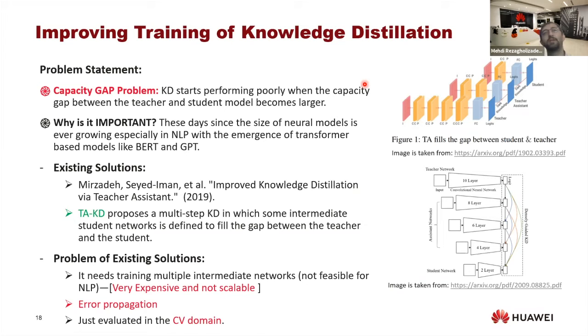And what do I mean by capacity gap, and why is it important? By capacity, it's shown that knowledge distillation is not that successful to transfer the knowledge of very large teachers to very small students. So when the gap between the capacity of the teacher and the student is too large, then KD would have difficulty in transferring the knowledge properly and getting a successful training.